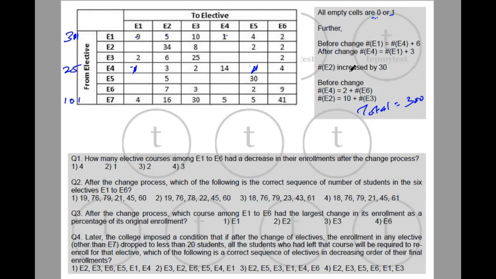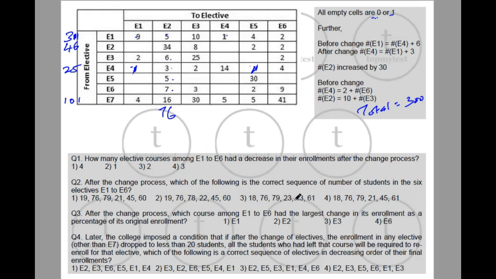Okay. E2 increased by 30. Now if you observe E2, this is the number of people after the movement. I can take this column. I know the number of people after the movement, and I know this increased by 30. So this number will be 30 less than this total. So let's total this. This is 39 plus 6, 45, 48, 53, 60, 76. This total is 76. So after the movement it is 76. Before the movement it should be 46.